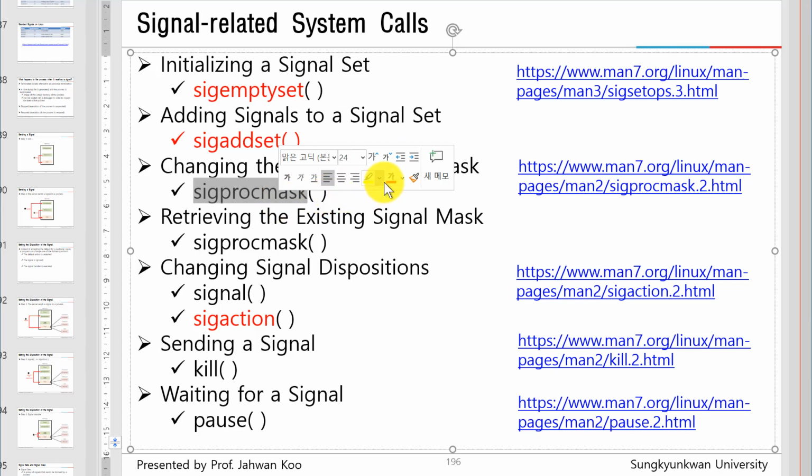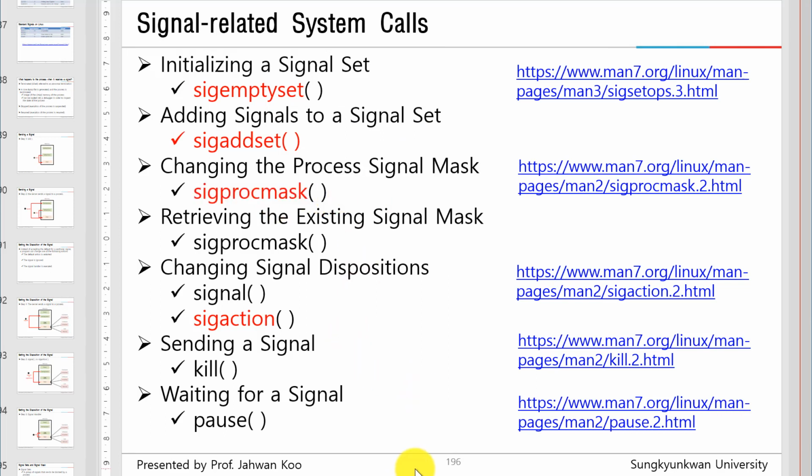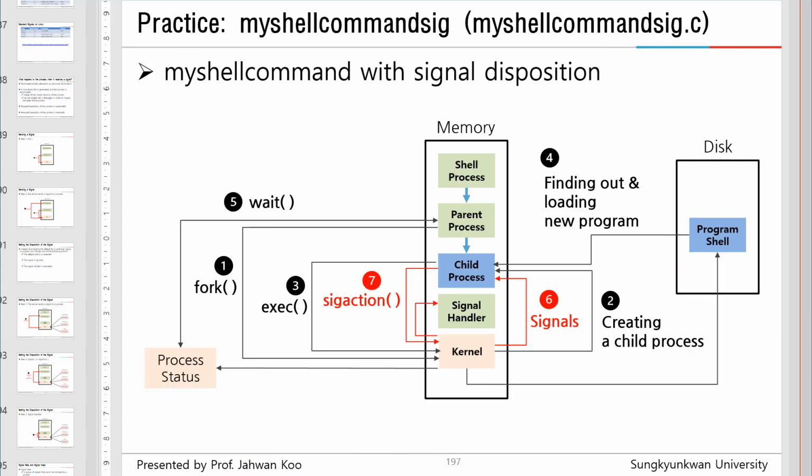This picture shows the overall procedure. We will describe this picture once again. Step 1. The parent process uses the fork system call to request, I want a child process, to the kernel. Step 2. The kernel responds, OK, I will create a child process for you. The kernel makes the memory space for the child process, similar to the memory structure of the parent process.